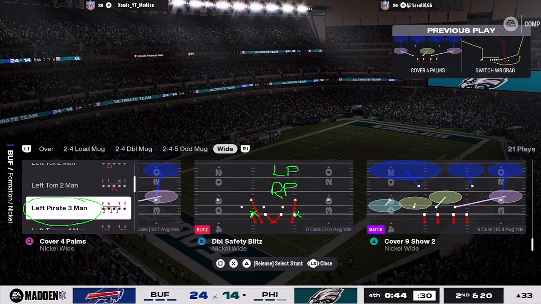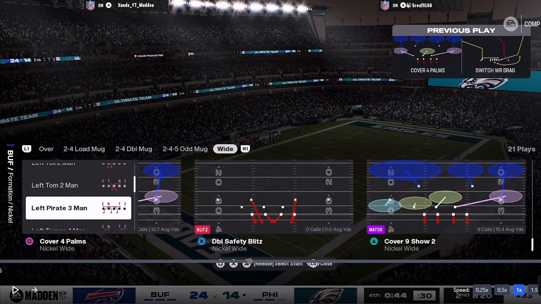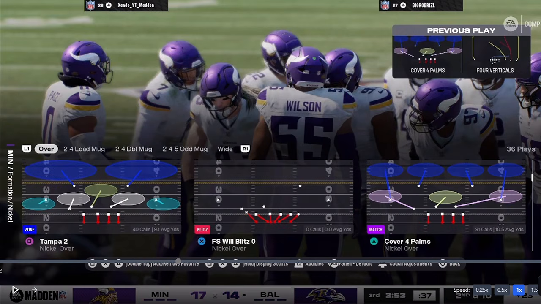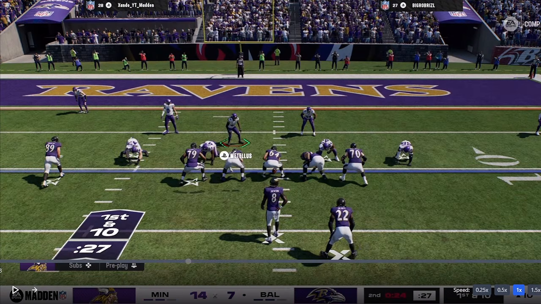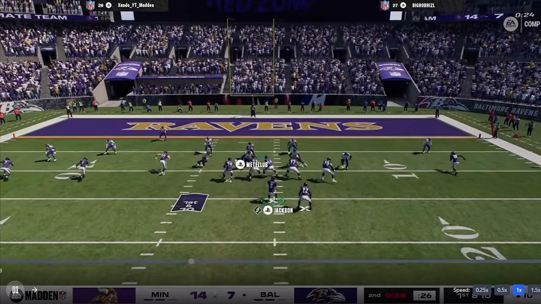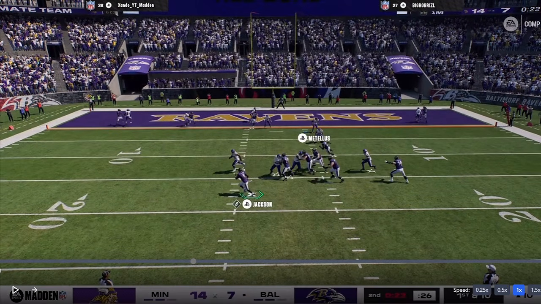That's where you will get some really good interactions, as I showed earlier in some of these Ravens games, where this guy was just trying to break contain and he had nowhere to go.